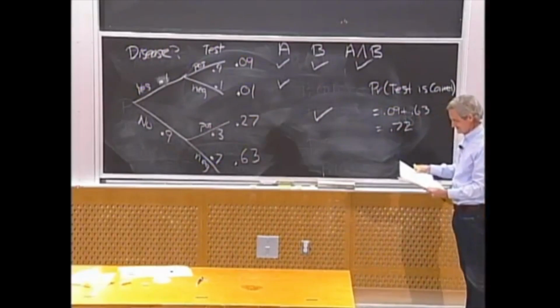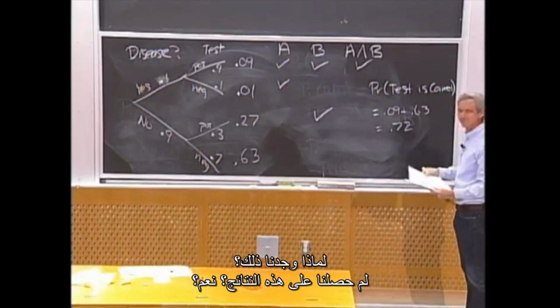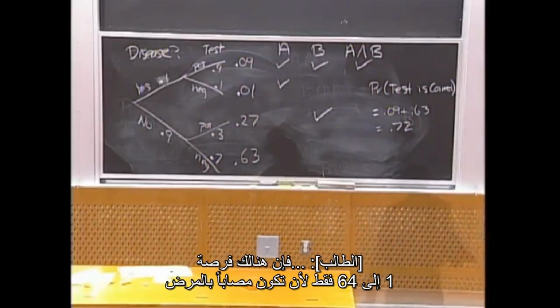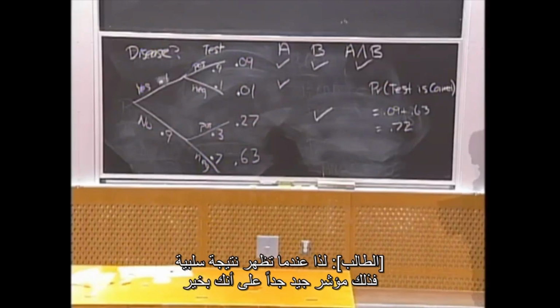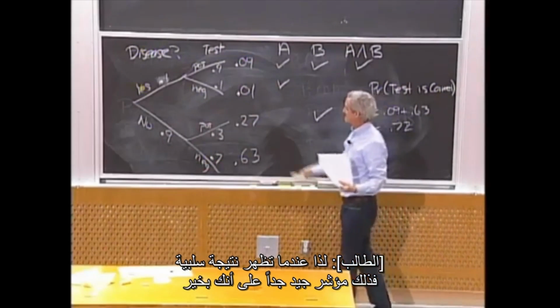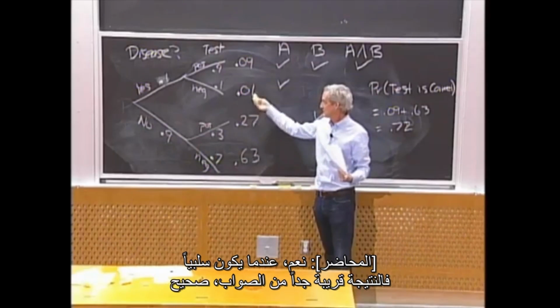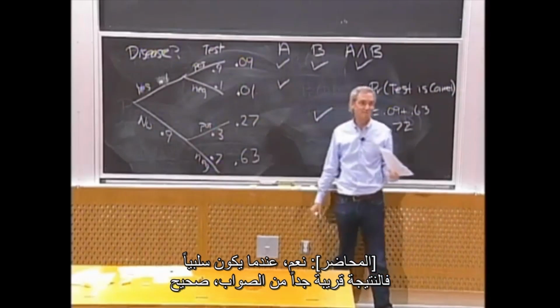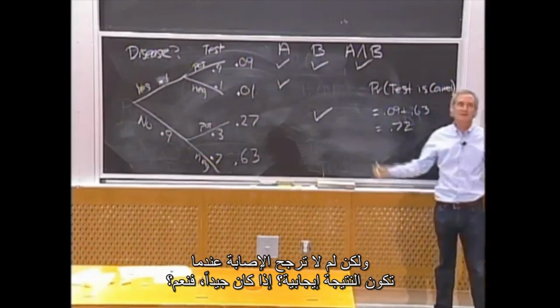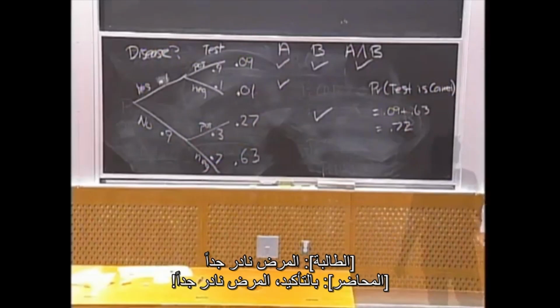Why is this happening? Why does it come out that way? Yeah? Then there's only a 1 in 64 chance that you have the disease. So if it comes back negative, it's a pretty good indication that you're okay. Yeah, if it comes back negative, then it really is doing very well. That's right. But why is it when it comes back positive that you're unlikely to have the disease if it's a good test? Yeah? Because the disease is so rare.